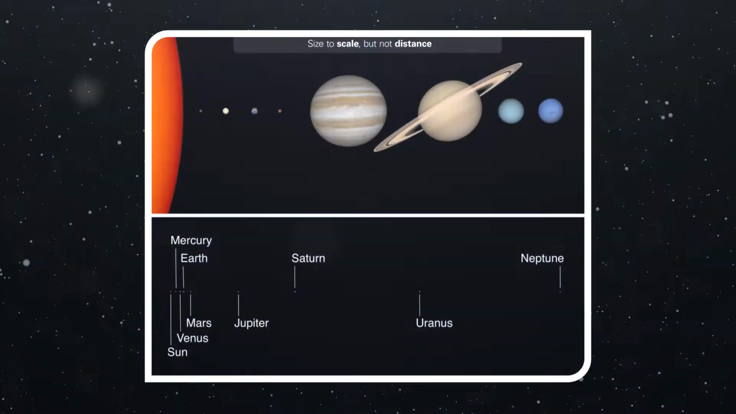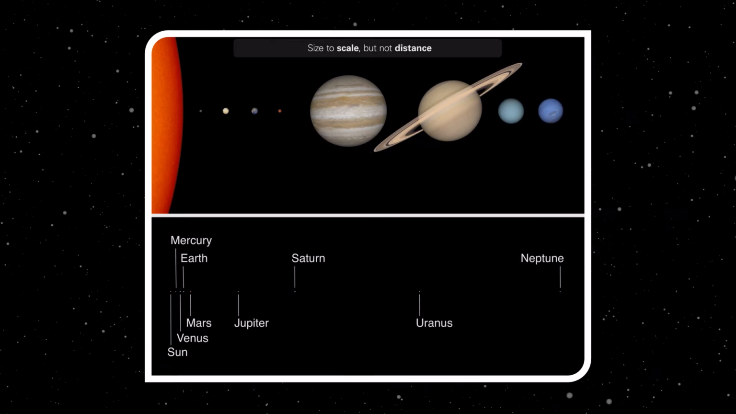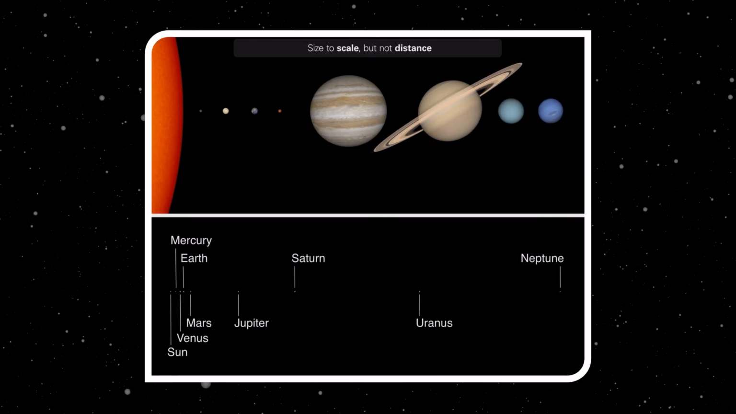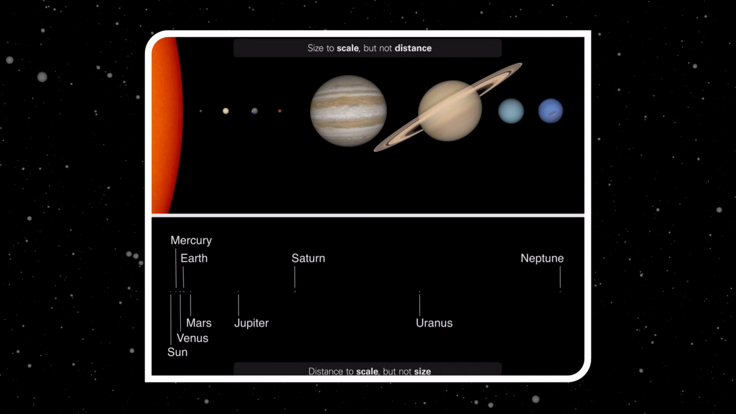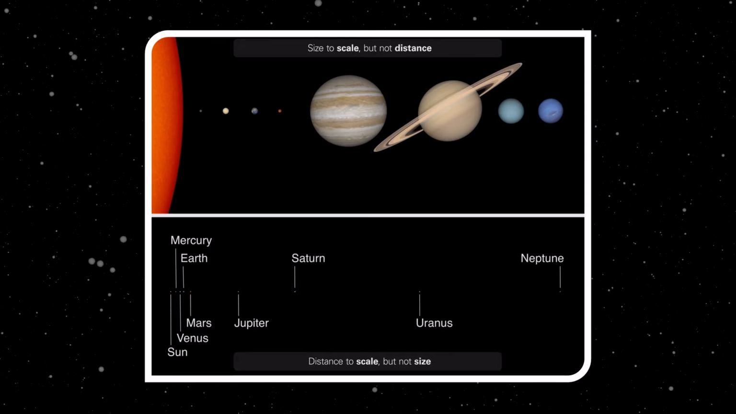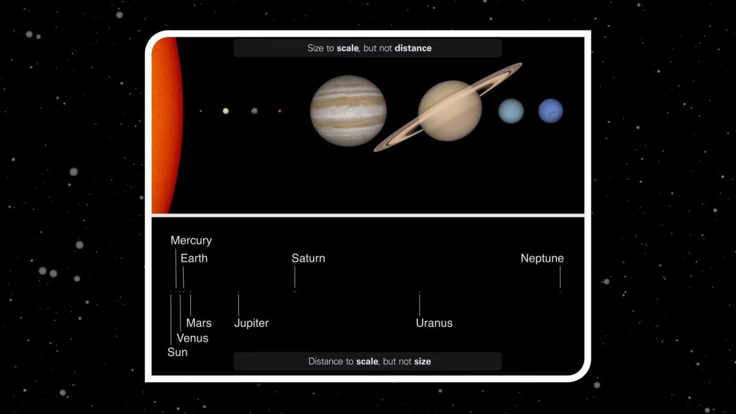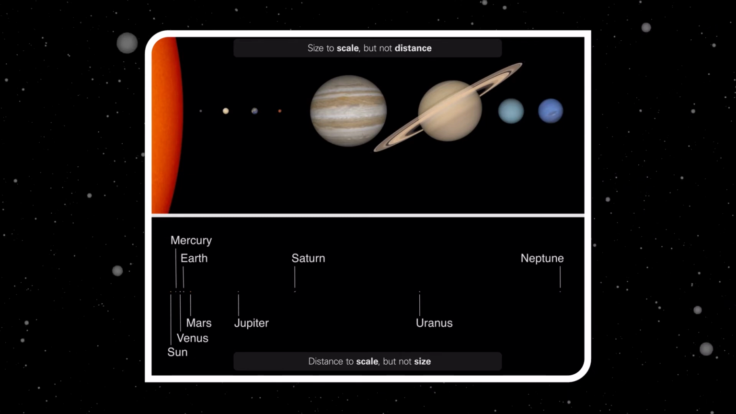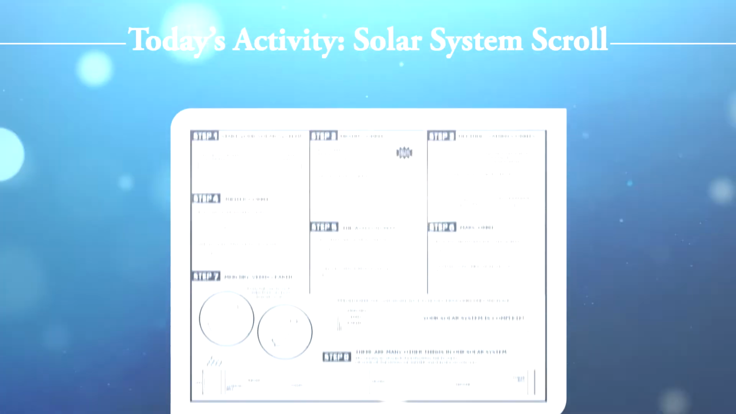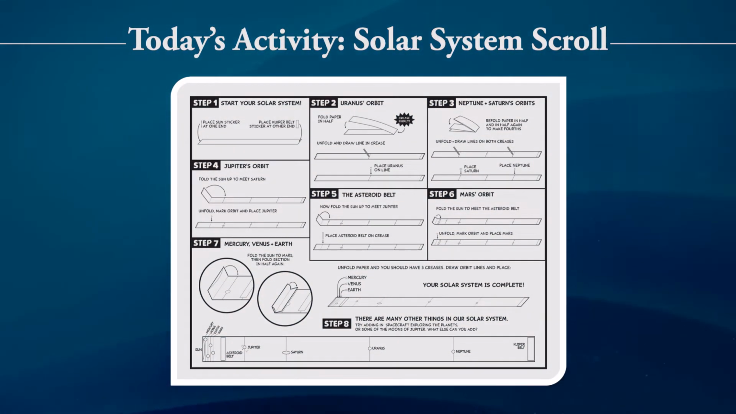So just to sum up what we saw in that video, as you can see on the top part of this, we've got the size to scale, but not the distance. And the bottom is distance to scale, but not the size. So it's a unique challenge in this universe in which we live. Today, we're going to look at solar system scroll and the scale of our universe for distance.